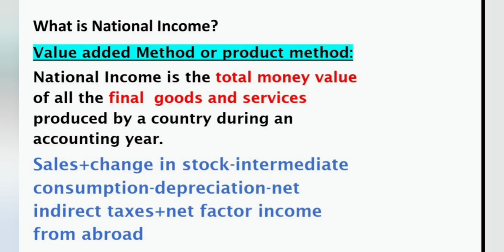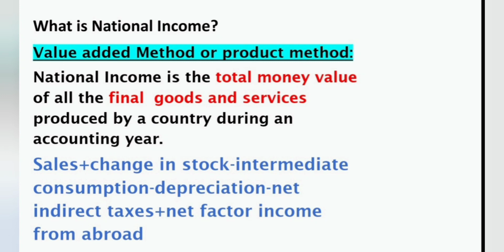Sales plus change in stock. What is change in stock? Closing stock minus opening stock. I will explain each and every term after this. Sales plus change in stock, we get value of output. Minus intermediate consumption, we get value added or GDP at market price. Minus depreciation, we get NDP at market price. Minus net indirect tax, we get domestic income or NDP at factor cost. Plus NFIA, we get national income.